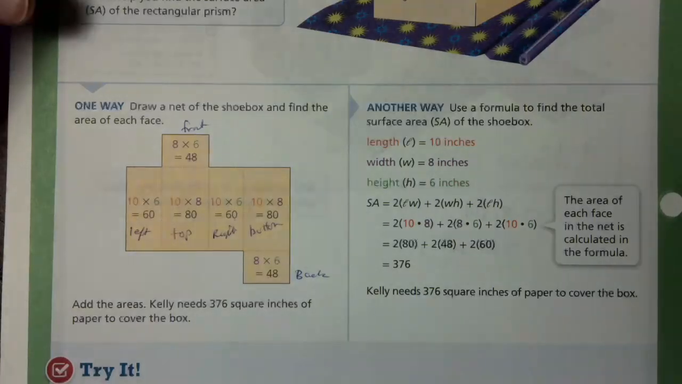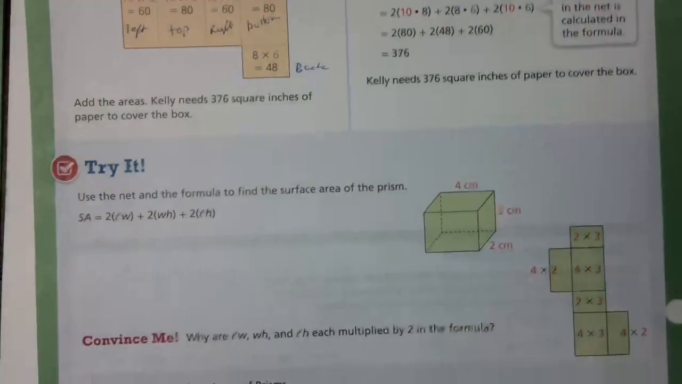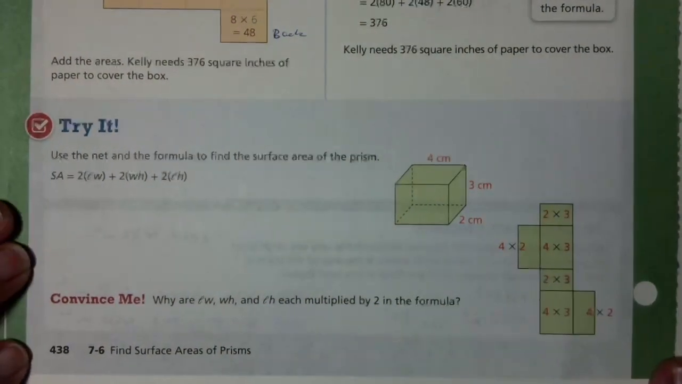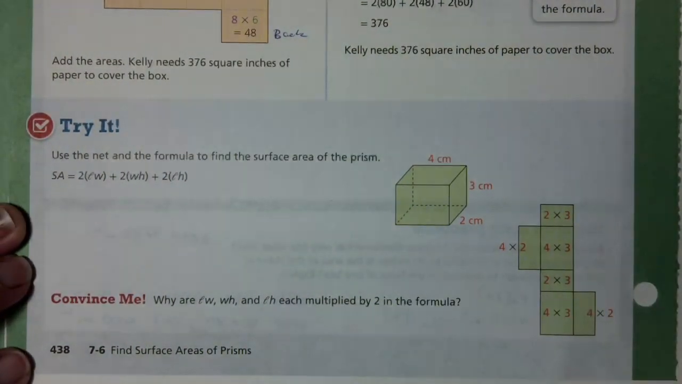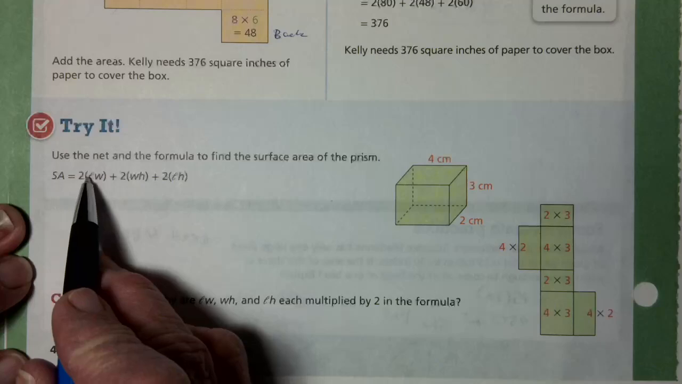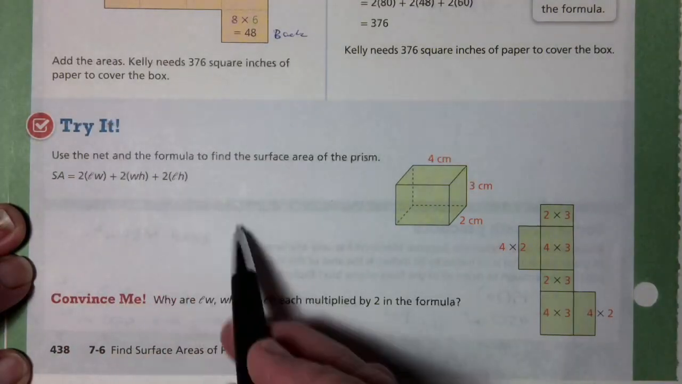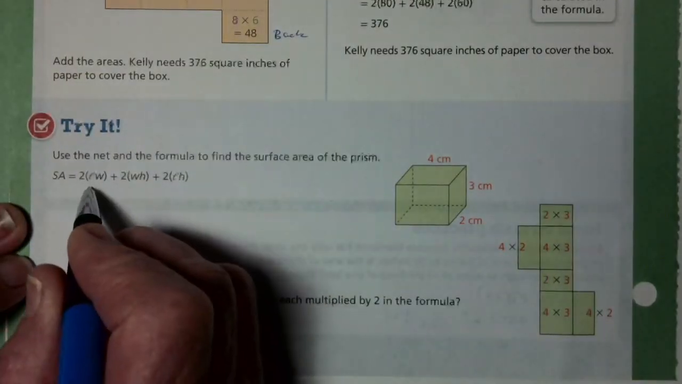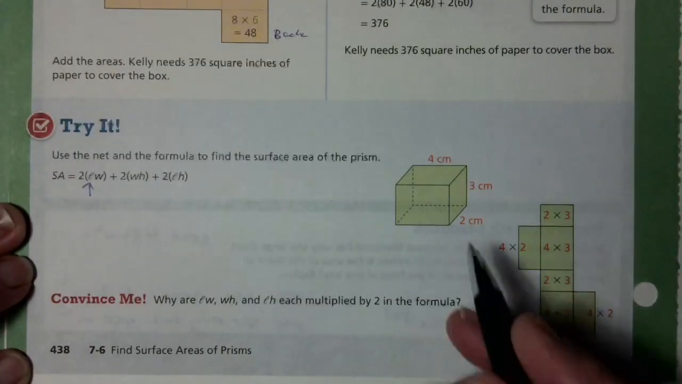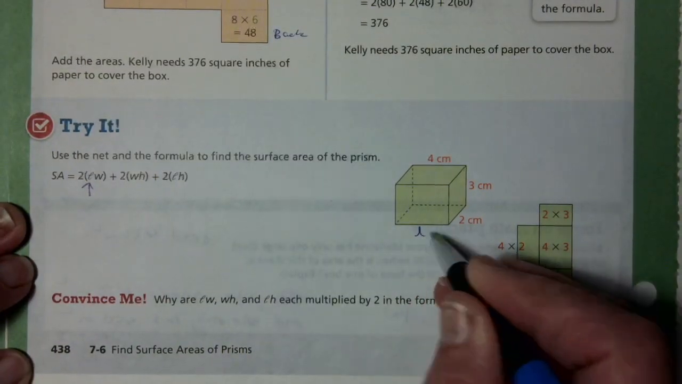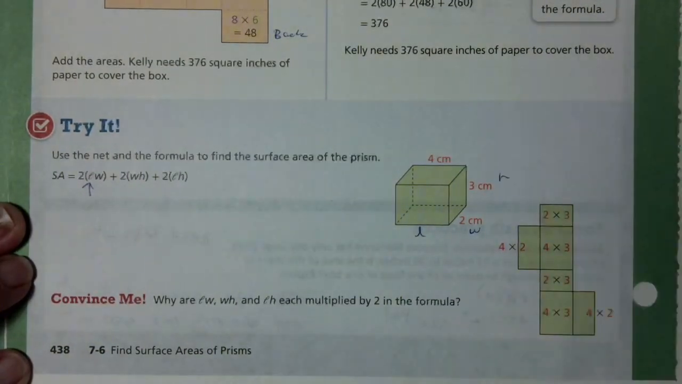Okay, so let's go down here and do the try it. Y'all should be good at finding the area of rectangles and squares by now, because we do it a lot. Length times width or base times height. Okay, so here's how we're going to do this. I don't like it when they use different variables all the time. They're using a length and a width and a height and a length and a height. I want it to make sense to you. So we're going to point to this one right here. And this is a length and a width. A length would be this. We're going to call that the L, this the W, and this the H.